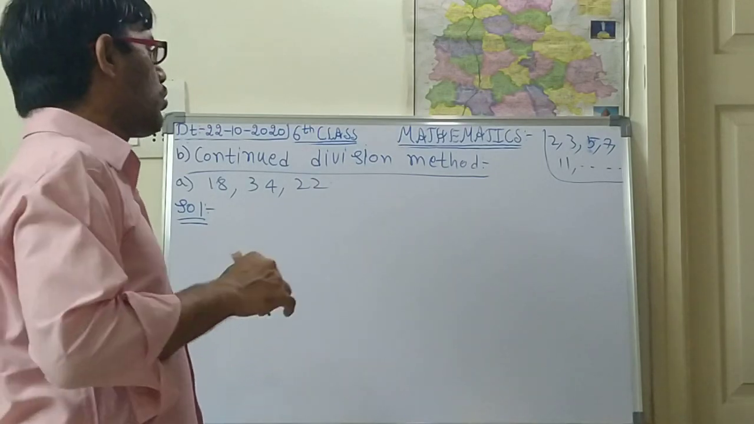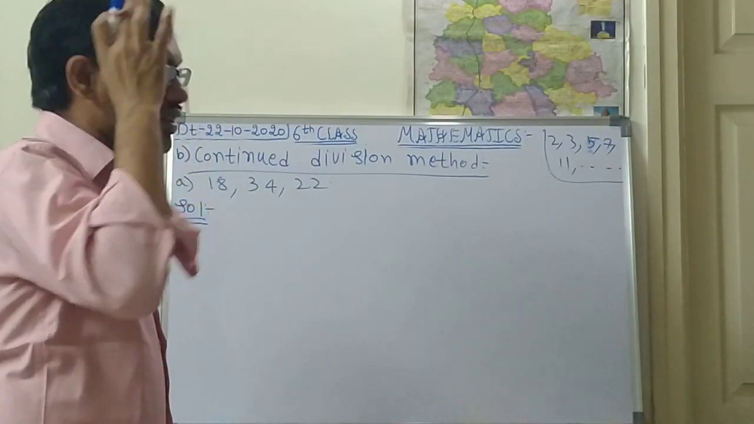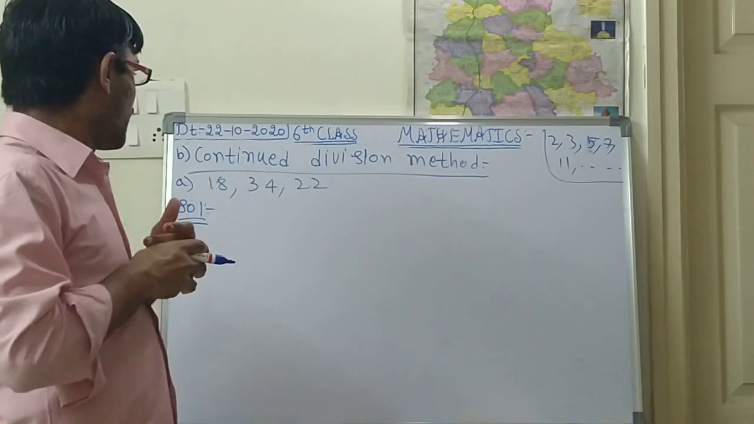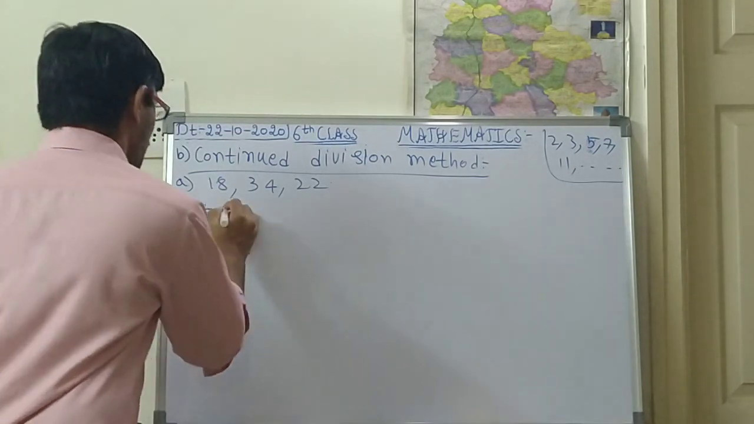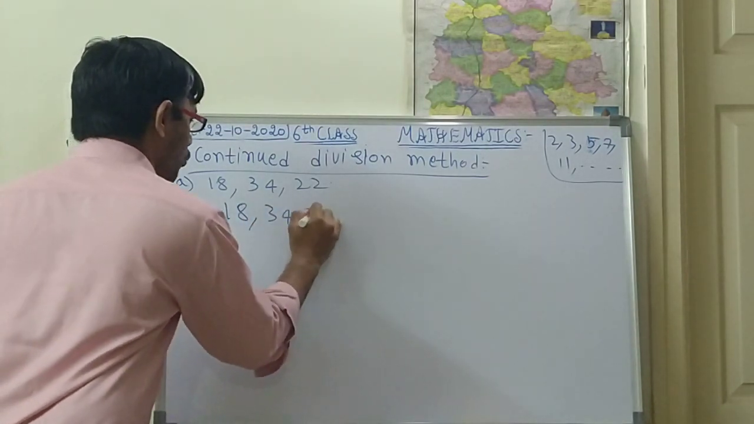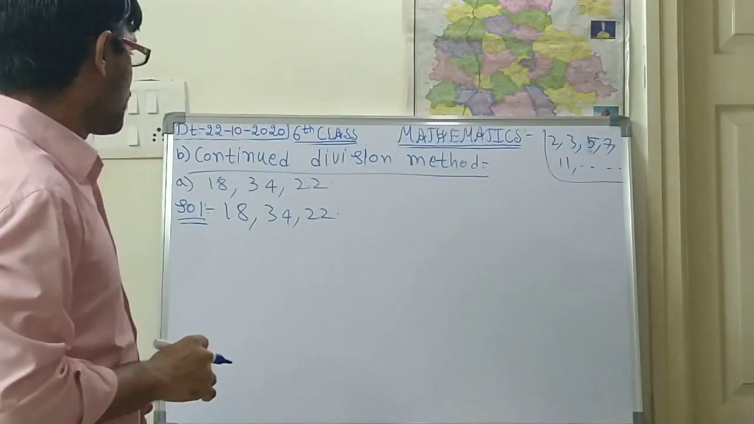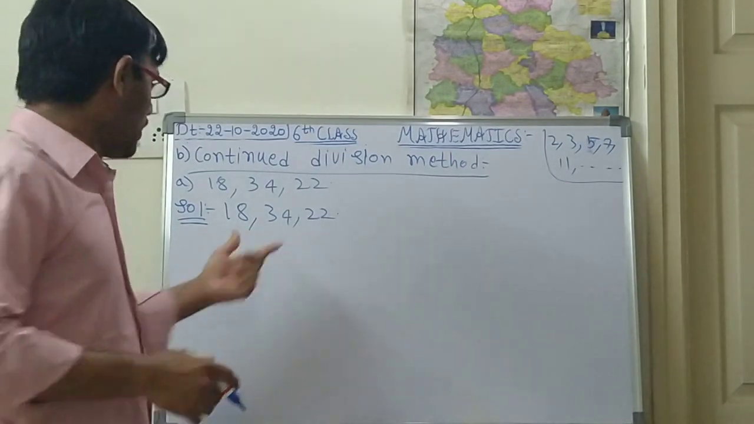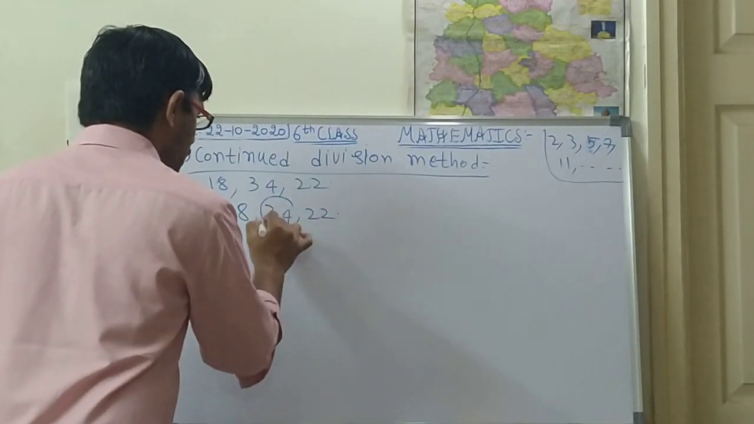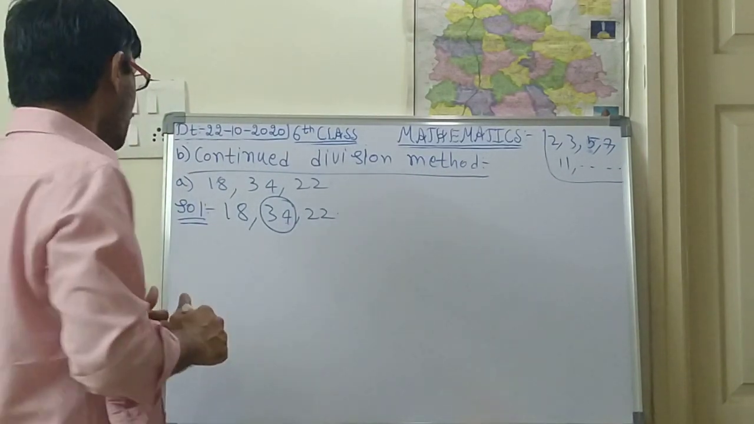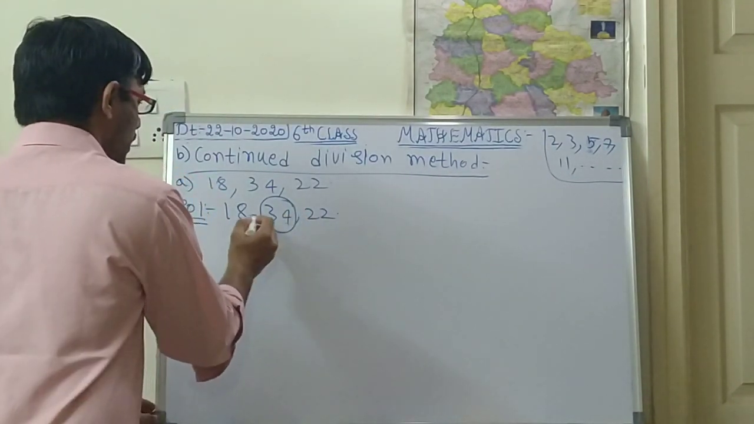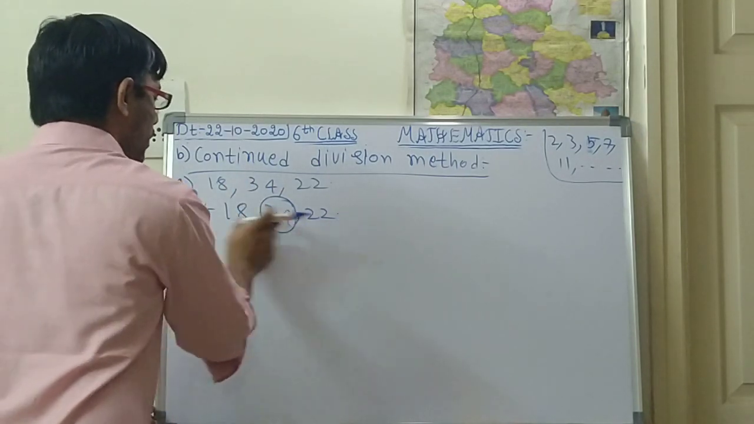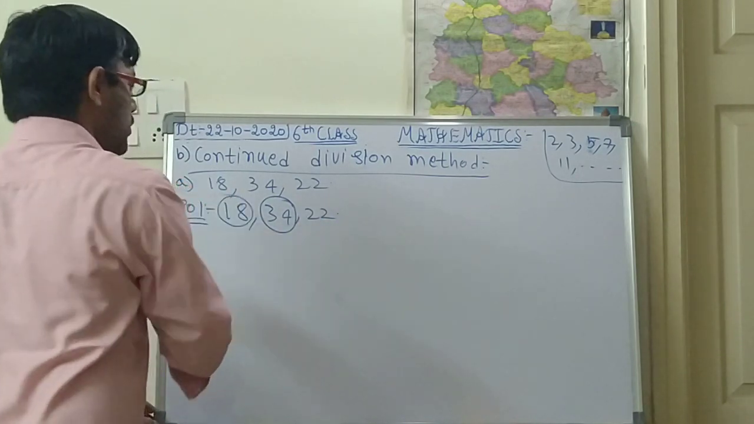How to do this continued division method for three numbers? See children, here 18, 34, 22 is there. First I am writing 18, 34, 22. Which is the greatest number among these three? 34 is the greatest number. Of the other two, 18 and 22, which is the smallest? 18 is the smallest number.